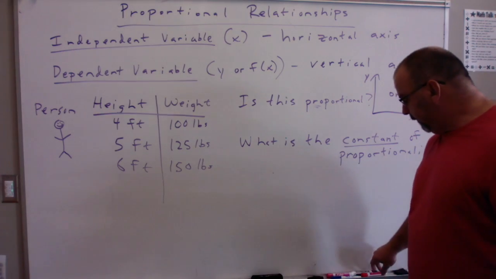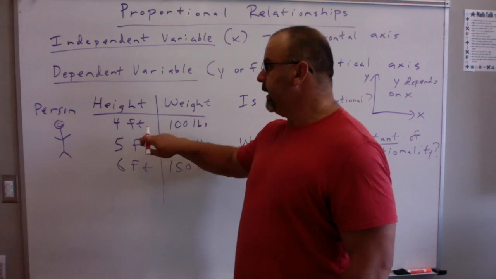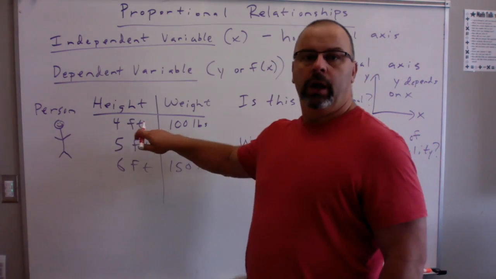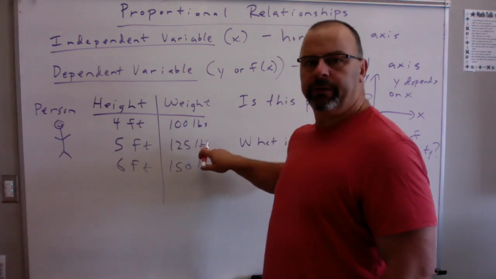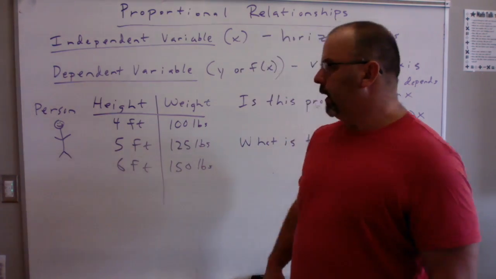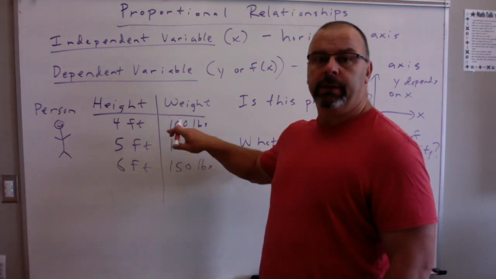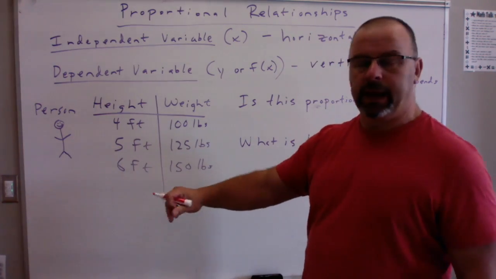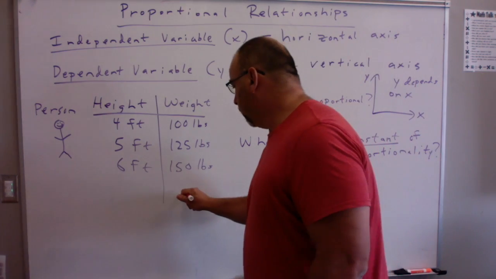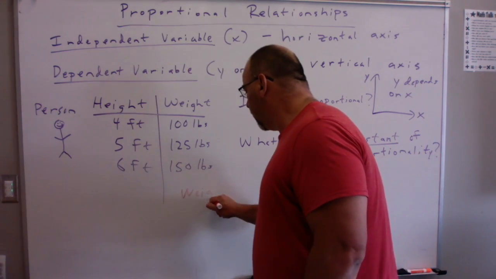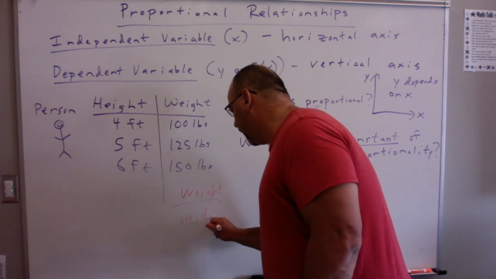Well, one way we could find out is we could take each of these numbers, the weight, and see if they're related. So what is the relation between 4 and 100, 5 and 125, and 6 and 150? In other words, what can we multiply by here, or can we divide and see if the results are the same? Okay, so let's do the division real quick. Let's make a ratio. We're going to do the weight over the height. Let's see if it's the same for all of them.